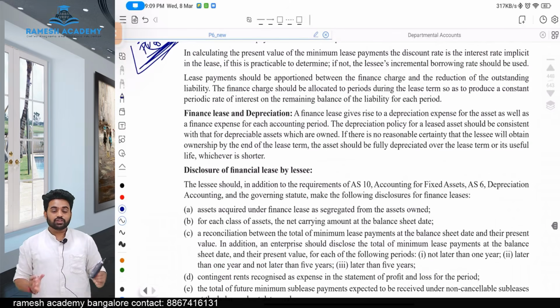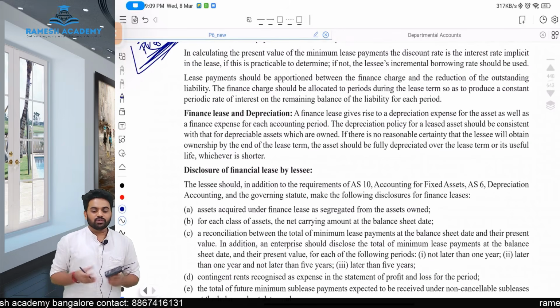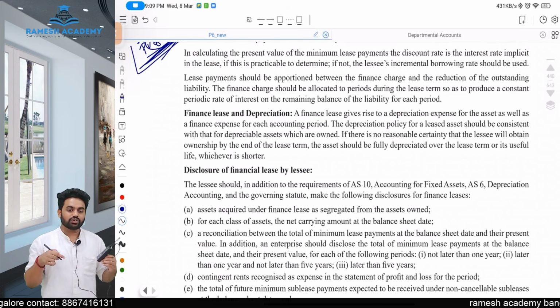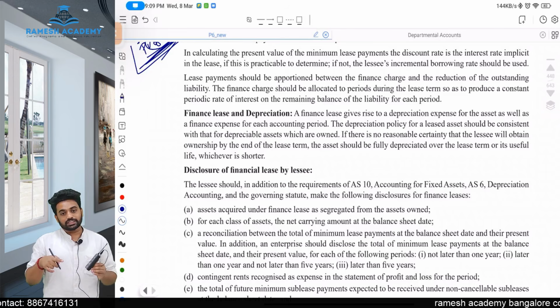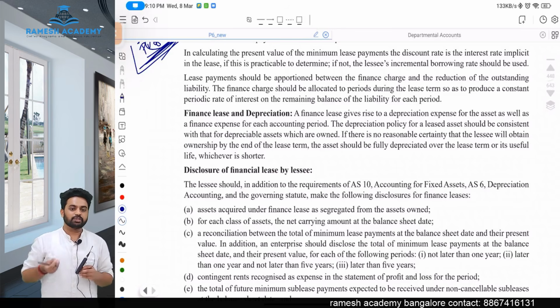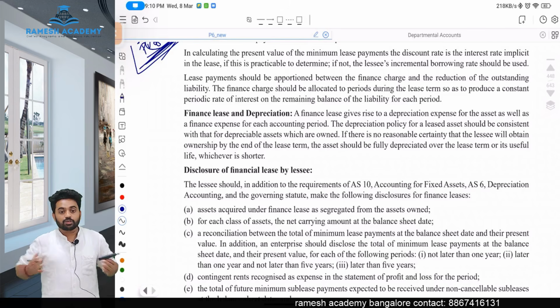Next one, sir, who is going to charge the depreciation now? Who is the owner of the asset? Substance over form. Not the actual owner, I mean not the legal owner, but who is using the asset? Who is going to be the owner of the asset? Lessee will be the owner of the asset, no? So he is going to depreciate it. Okay sir, how much to depreciate?